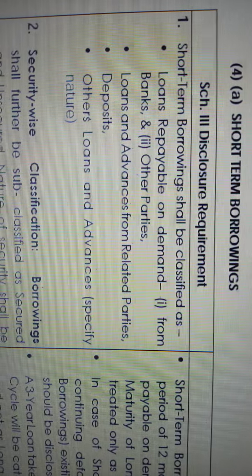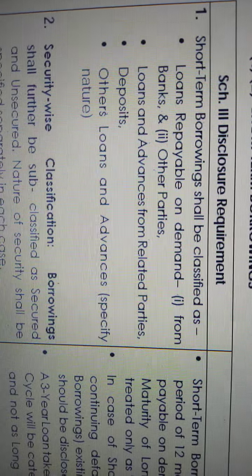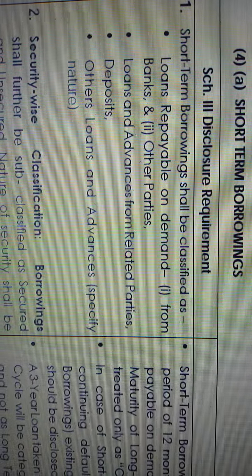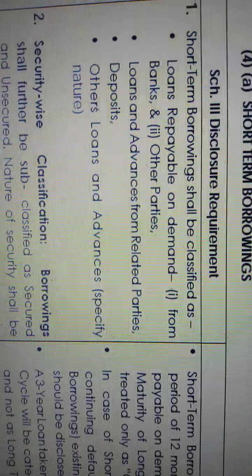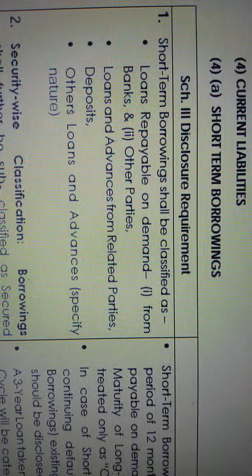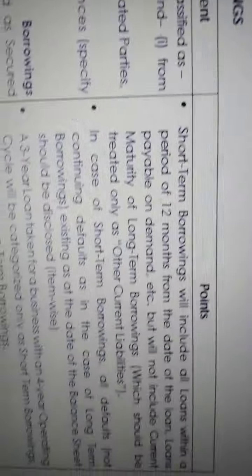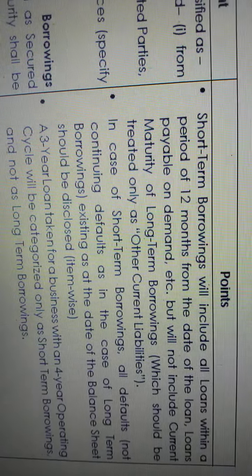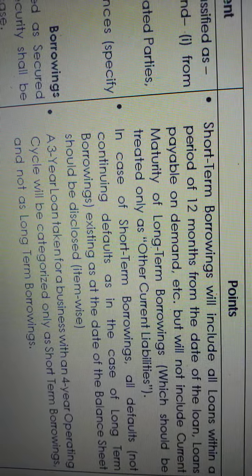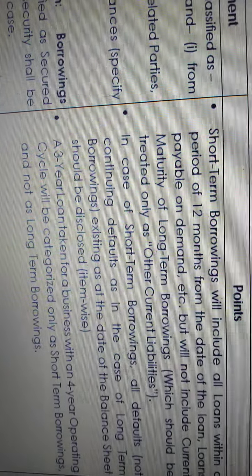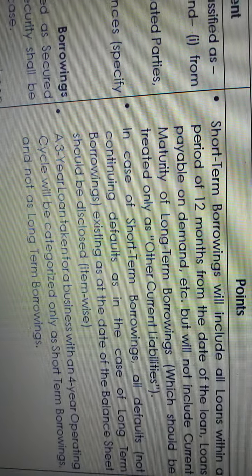Under the current liability, what is the thing? Short-term borrowings. Short-term borrowings are payable within the operating cycle or within 1 year. Loans repayable on demand, all these things. Short-term borrowing will include all loans within a period of 12 months from the date of loan, loans payable on demand, but will not include current maturity of long-term borrowings. Current maturity of long-term borrowings means what?